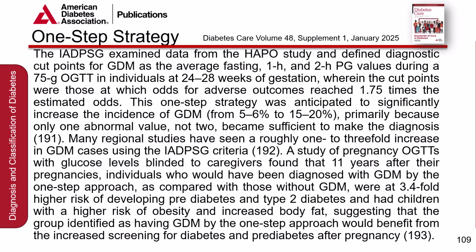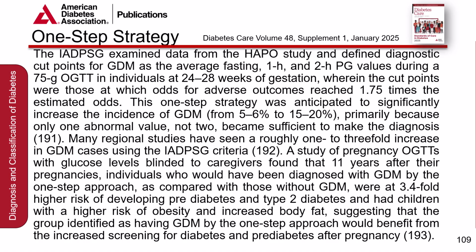This one-step strategy was anticipated to significantly increase the incidence of gestational diabetes mellitus from 5 to 6% to 15 to 20%, primarily because only one abnormal value, not two, became sufficient to make the diagnosis. Many regional studies have seen a roughly 1 to 3-fold increase in gestational diabetes mellitus cases using the International Association of Diabetes and Pregnancy Study Groups criteria.